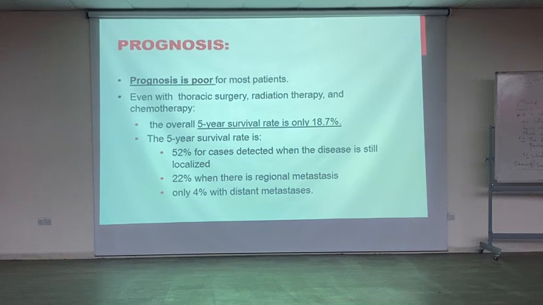So the prognosis is poor in all types of lung cancer, because the overall 5-year survival rate does not exceed 19%. It's about 18.7%. And this is affected by the stage of the tumor. So if the tumor is localized, then it's about 52%. But if the tumor extends to involve the regional lymph nodes, this accounts for 22% 5-year survival for the patient, and only 4% if the patient has distant metastasis. So the overall prognosis is poor for those patients despite the histologic types.